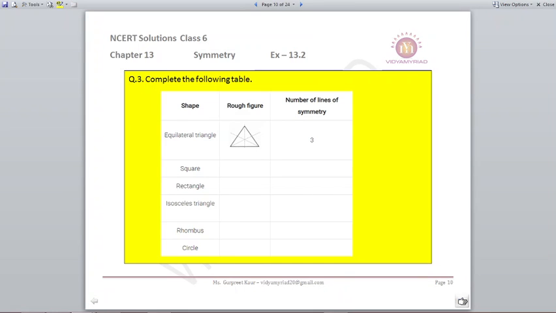Complete the following table. You have the shape with you. We will draw a rough figure and we will find out the number of lines of symmetry. They have given us an equilateral triangle. It has 3 sides and we can draw 3 lines of symmetry.